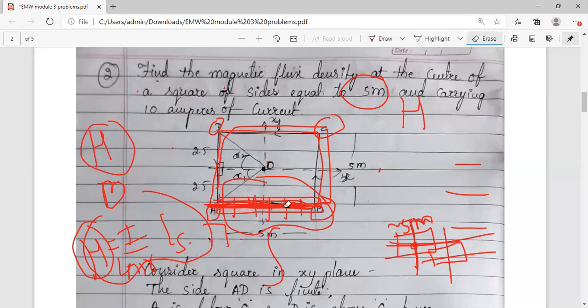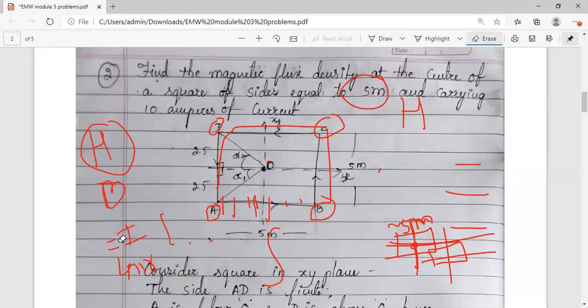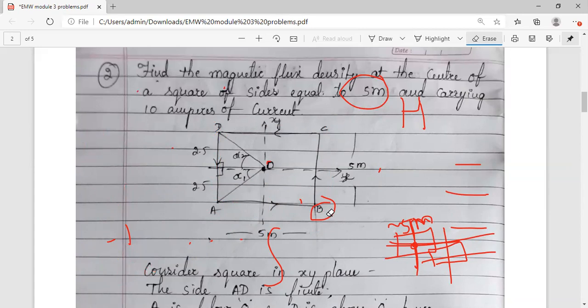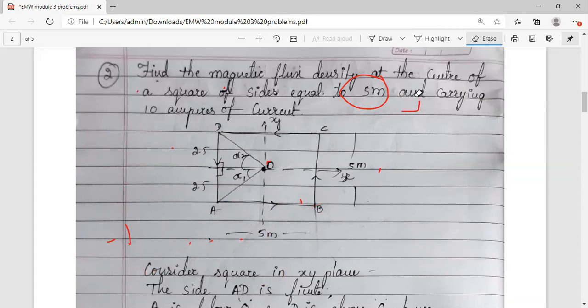Hope you understood why we are multiplying our final answer by 4: whatever calculation we are doing is for one single straight conductor. So here, if it is a square, the square has 4 different sides, so we have to multiply the answer by 4.